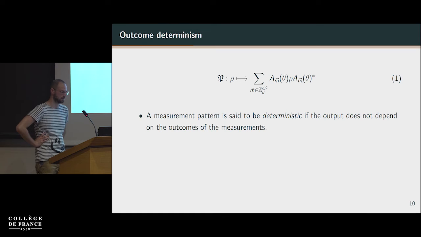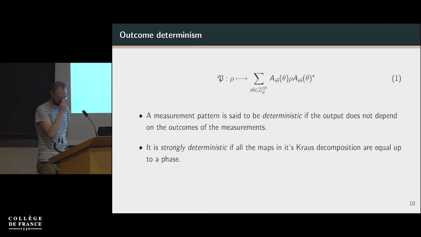And what this translates to is that each of the branch maps A_m need to be proportional. Now, this is not a strong enough determinism condition, it turns out. There are pathological edge cases that we want to exclude. And in particular, it is not a sufficient condition to imply that the computation that I implement is an isometry. That is, there are measurement patterns which are deterministic but do not implement isometries. And so to circumvent these pathological cases, we introduce a stronger determinism condition, which essentially says that rather than just being proportional, all the branch maps need to be equal up to a phase.